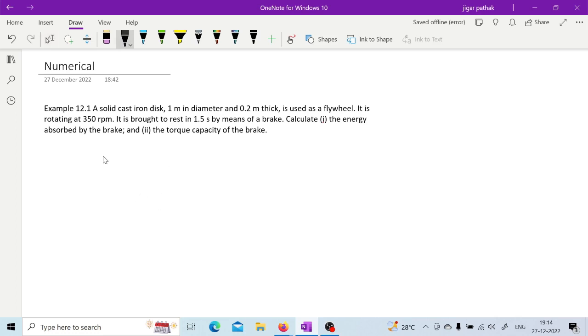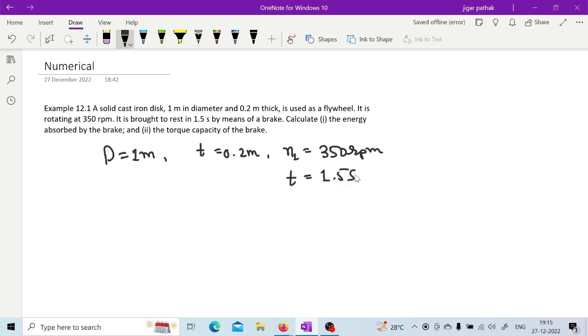First, you can note down the given data. The diameter is 1 meter, the thickness is equal to 0.2 meter, the speed is given as 350 RPM, and the time is given as 1.5 seconds. What you need to calculate is the energy absorbed by the brake and the torque capacity of the brake.